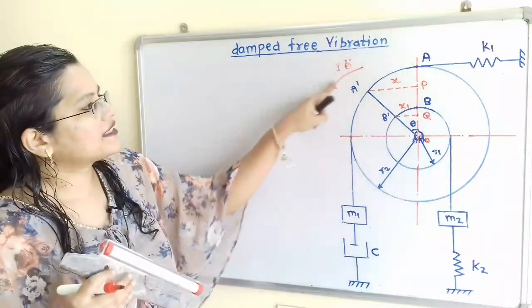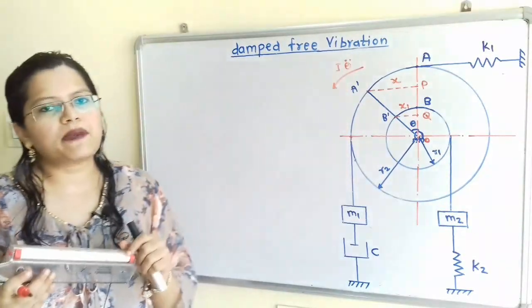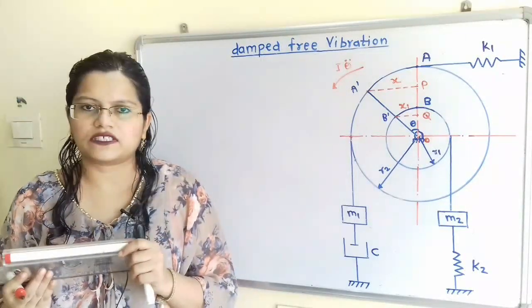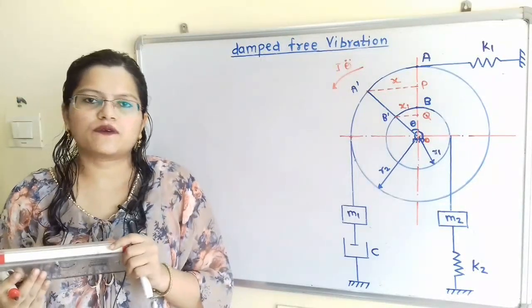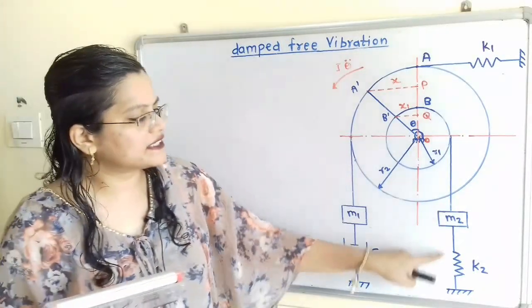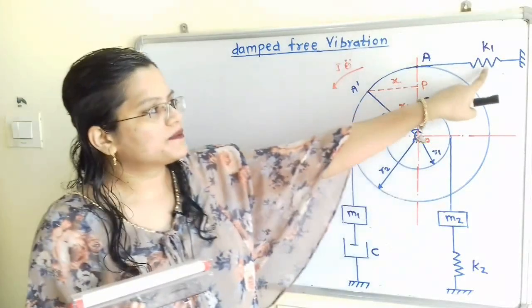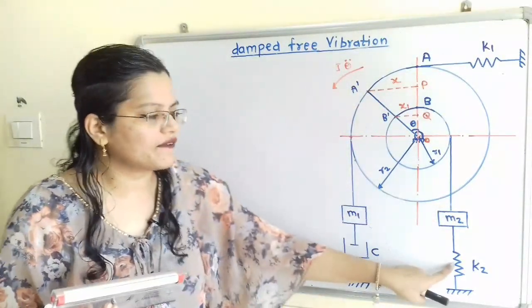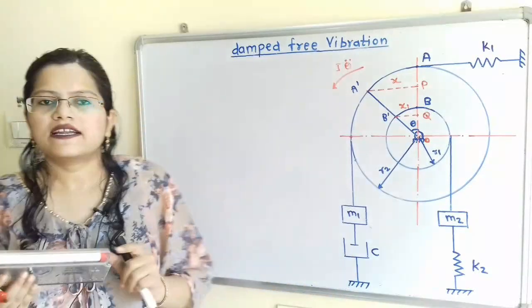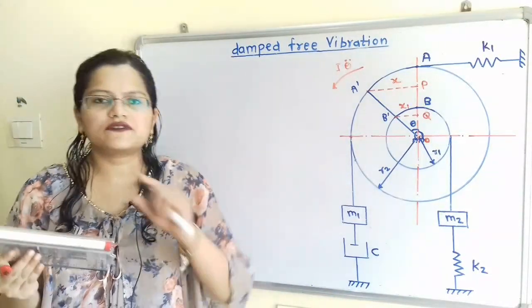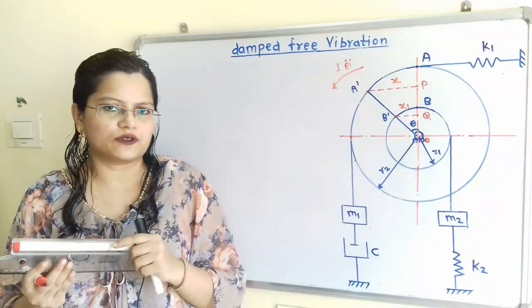Now this accelerating couple is balanced by the external couple due to external forces. Now which are those forces? These forces are developed due to the external elements, that is the spring with stiffness K1, masses M1 and M2, the spring with stiffness K2 and the dashpot with damping coefficient C. So we have to first find the direction of the forces.